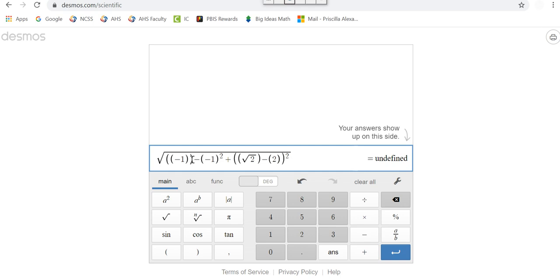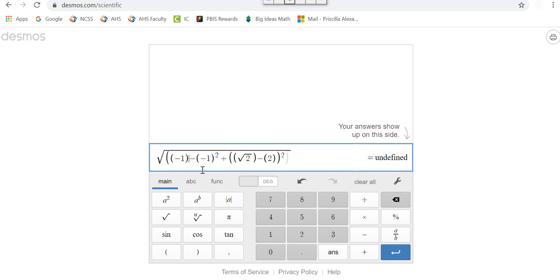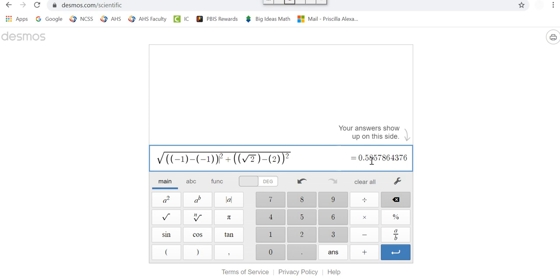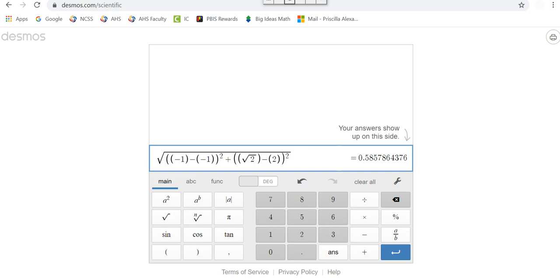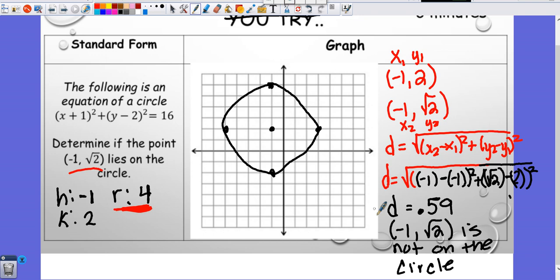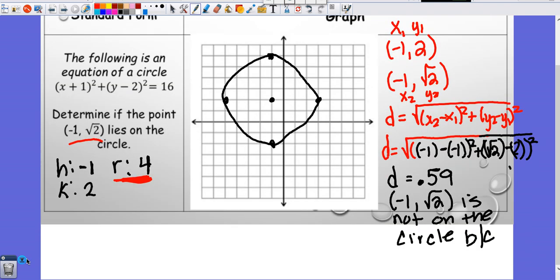Oh, wait, I see a mistake. Okay, let me put that back. There we go. So now it's no longer undefined, but it's still 5.9. So it's not undefined. I messed up. So if you get undefined, just go and look and see what you did wrong. Yep, 5.9. So that's the distance. And we're going to say -1, the square root of 2, is not on the circle because it does not equal the radius.